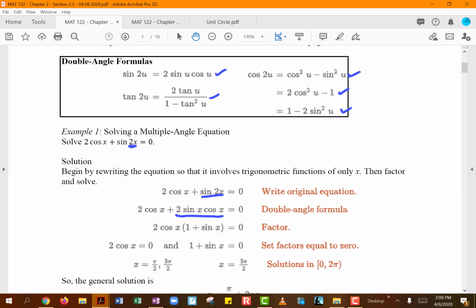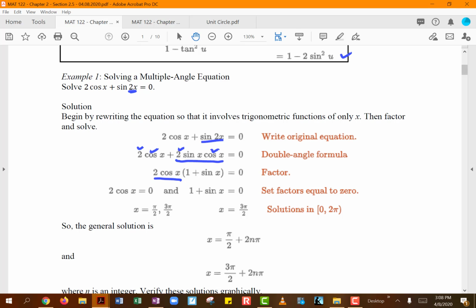Okay, and then what's happening here is between both of these functions, cosine of x is common. 2 is common, so we bring out that 2 and cosine of x, and you are left behind with 1 plus sine of x. And of course, this is your factoring.